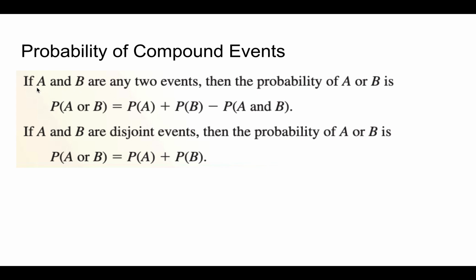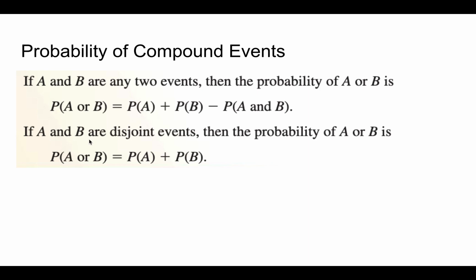So if we're calculating the probability of A or B, it's equal to the probability of A added to the probability of B, and then you subtract out the probability of A and B. Okay, the intersection is what you subtract out. And the reason for this, we'll see, is that you don't want to end up counting outcomes twice. But that'll be easier to see in some of the examples later.